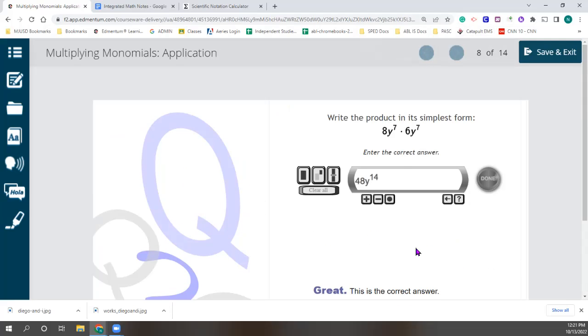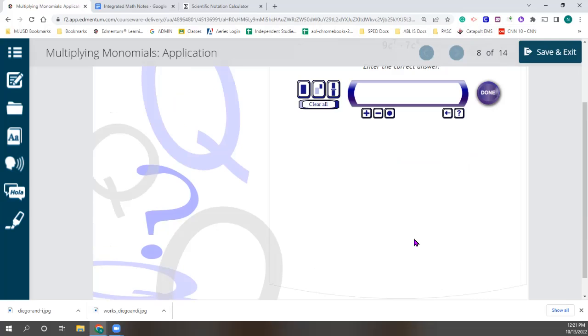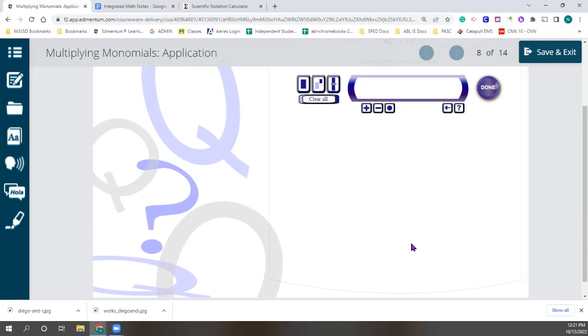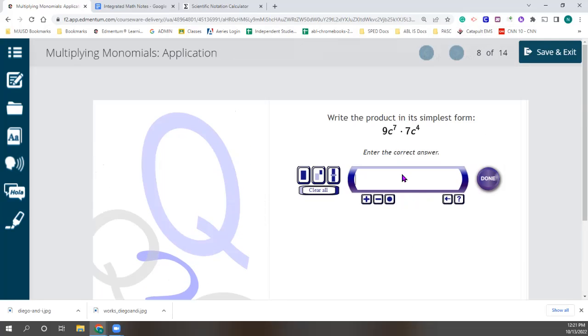Uh-oh. What's going on here? Okay, I guess I have a different problem. This looks weird right here. Okay, so same thing. I don't know if I can do this one in my head or not, but let's talk through it real quick.